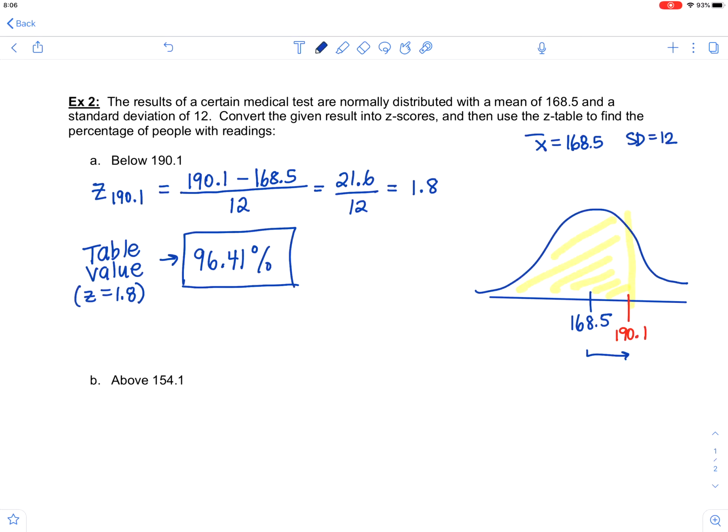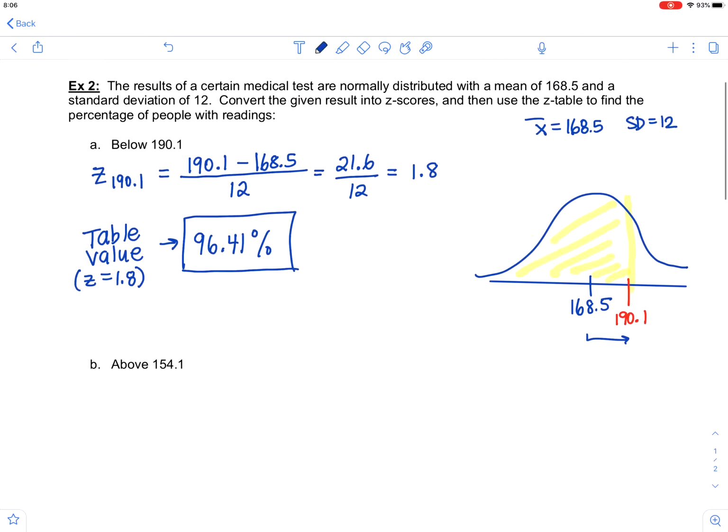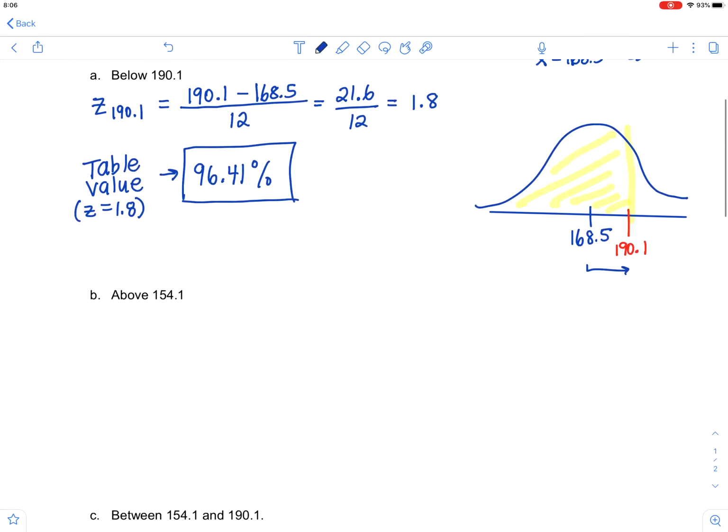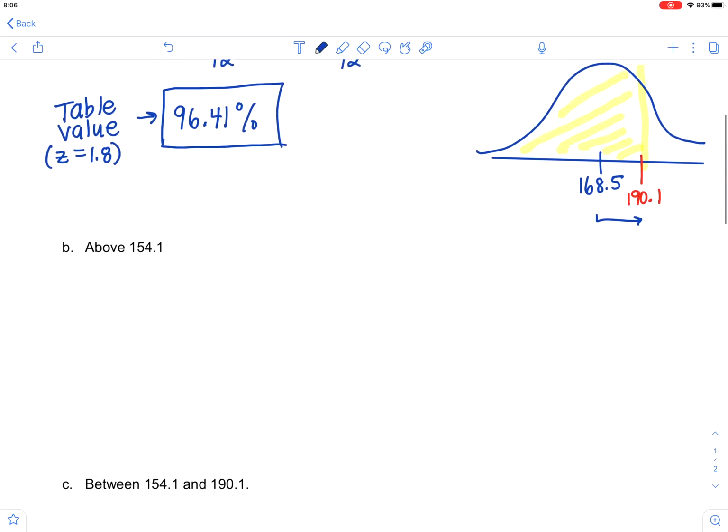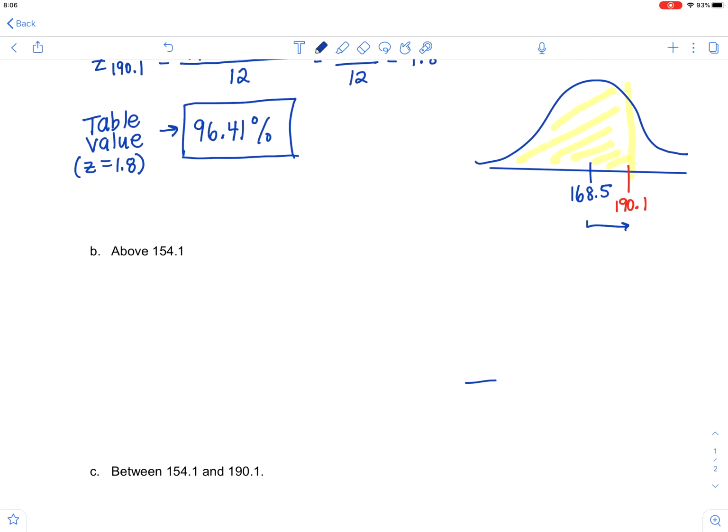For part B, same situation, but they're asking for what percentage of people have readings above 154.1. So still with the same mean and standard deviation. Again, the picture's not necessary, but it gives you an idea of what's happening. 154.1 is going to be below the mean, so you would expect a negative z-score. Z-scores are negative when they are below the mean.